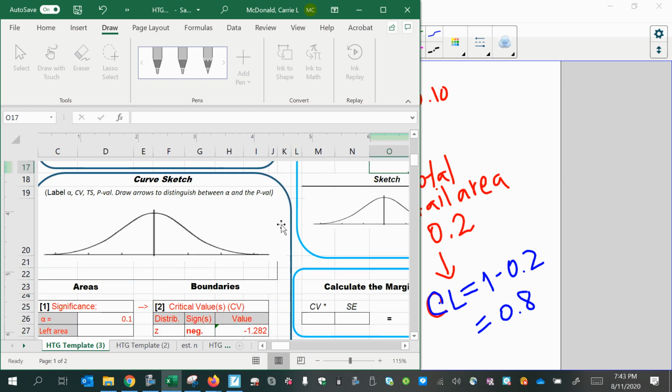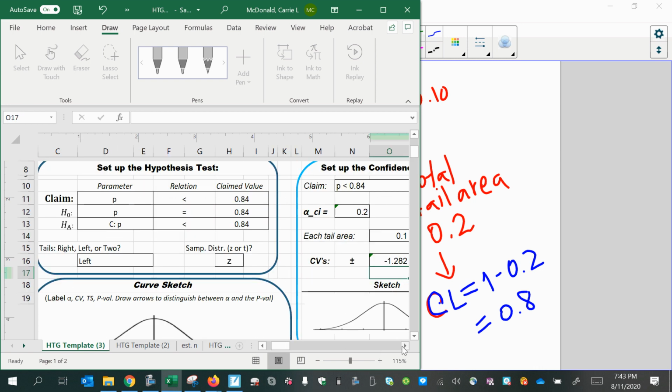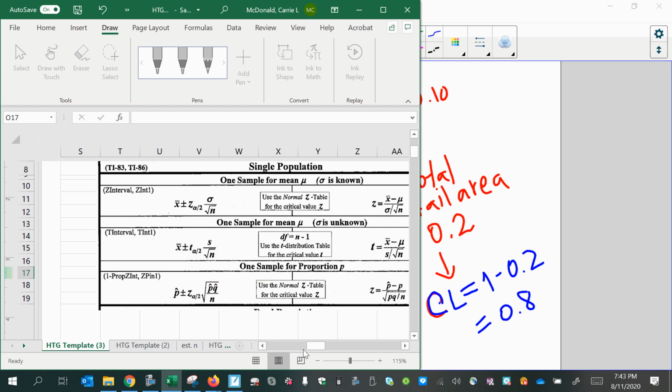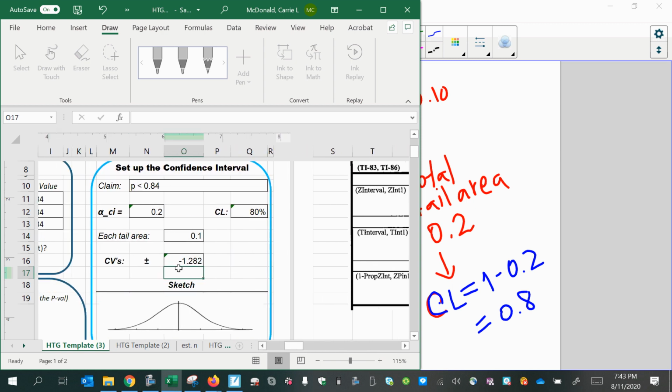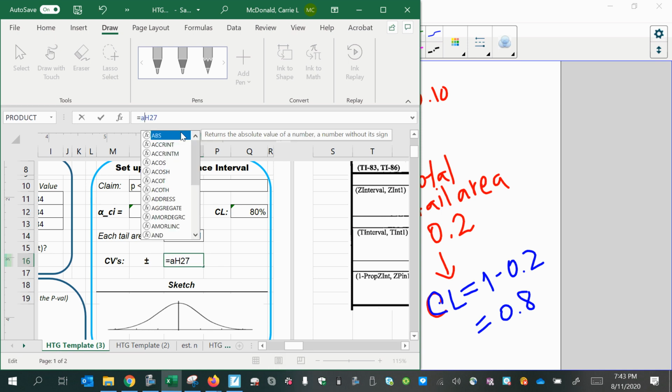But make sure, oopsie, too far. But make sure that you make that positive. And to make anything positive, you can just wrap an absolute value around it.